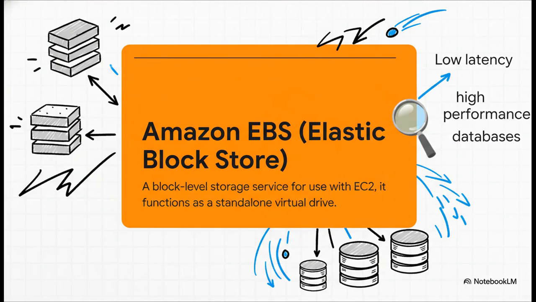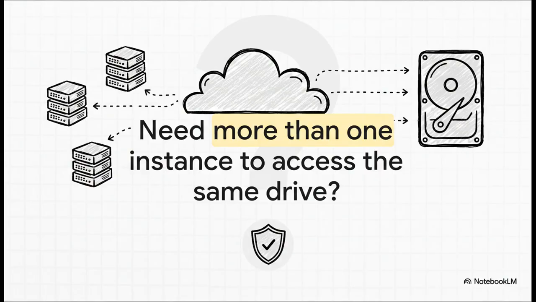First up, let's talk more about EBS. Like we said, it's block-level storage. The best way to think about it is like someone handing your server a raw, unformatted hard drive. The server gets total control over every single block of data. And that's why it's incredibly fast, screaming fast, and perfect for things like databases that need the absolute lowest latency possible.